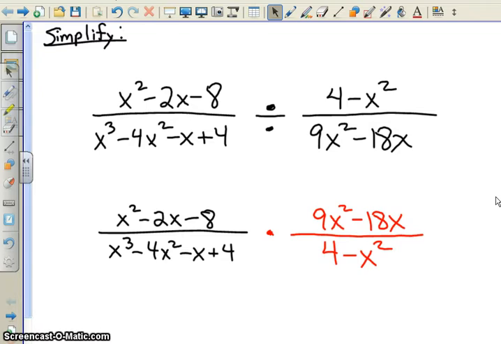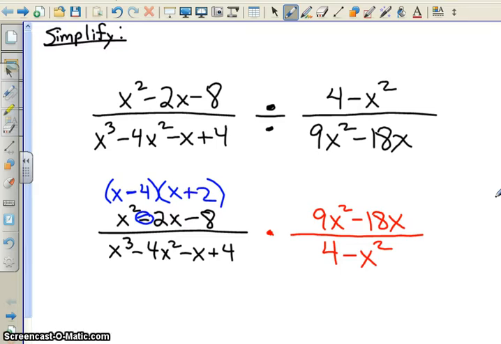Now, as you look at all these numerators and denominators, you should automatically be thinking factor, either by GCFing, unfoiling, or grouping. So in this first numerator, x squared minus 2x minus 8, this can be unfoiled into x and x, 4 and 2. The bigger number gets the middle sign, so minus, plus.